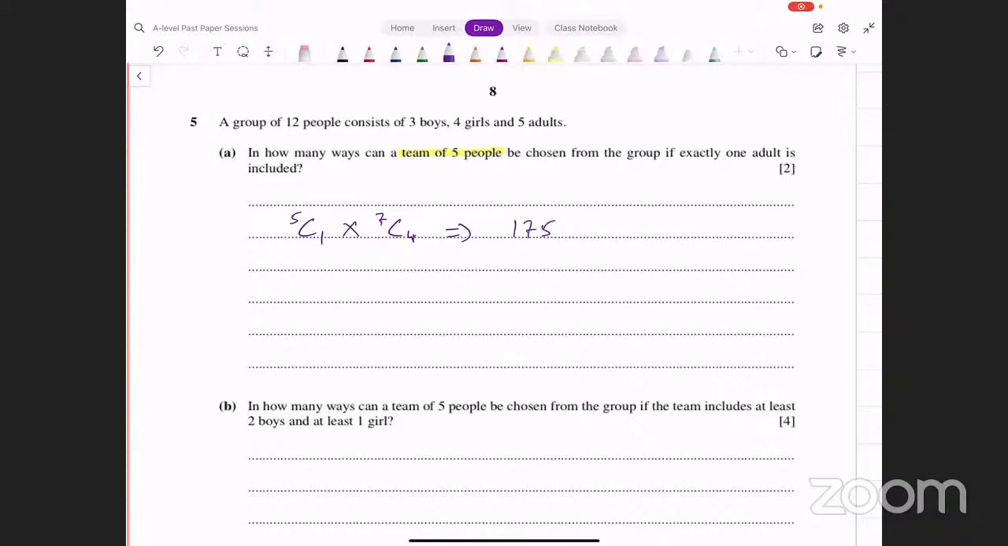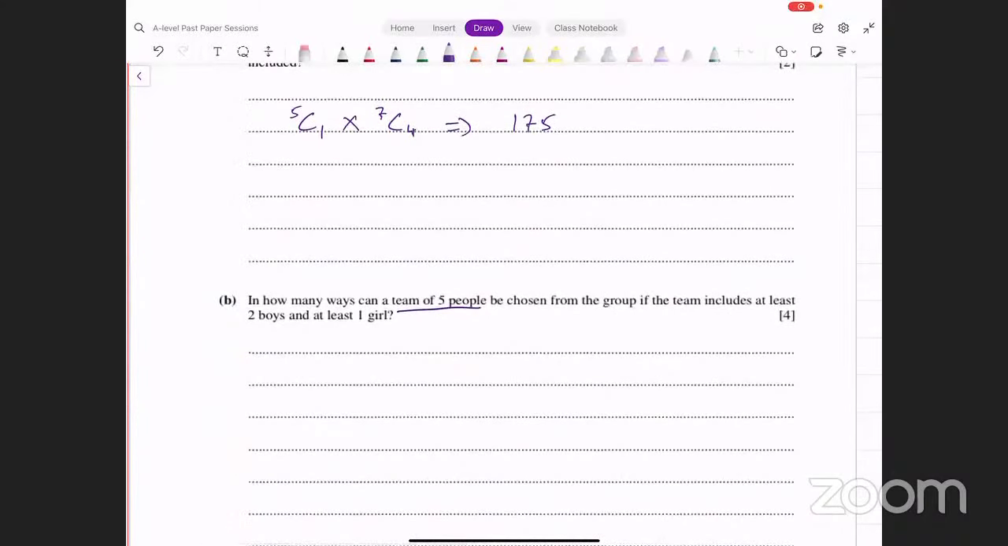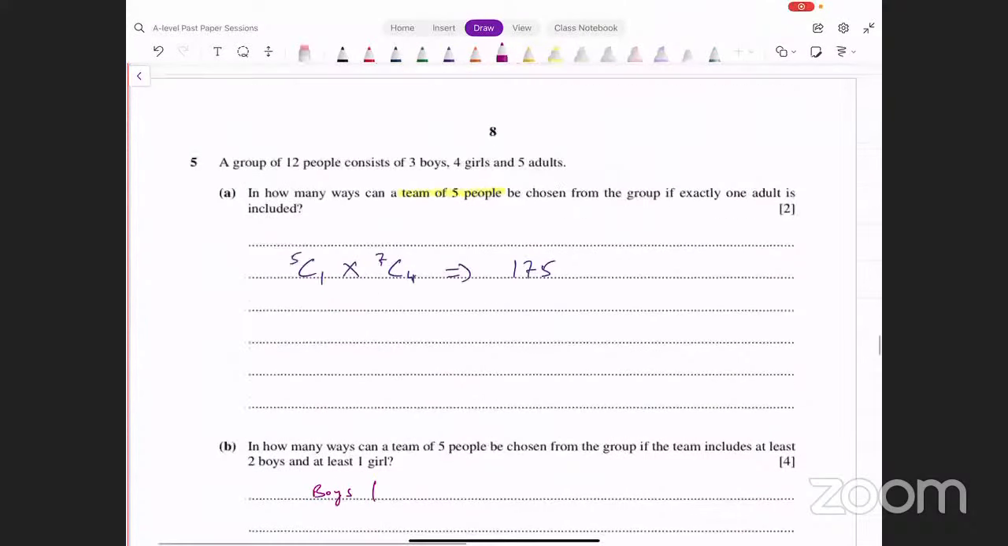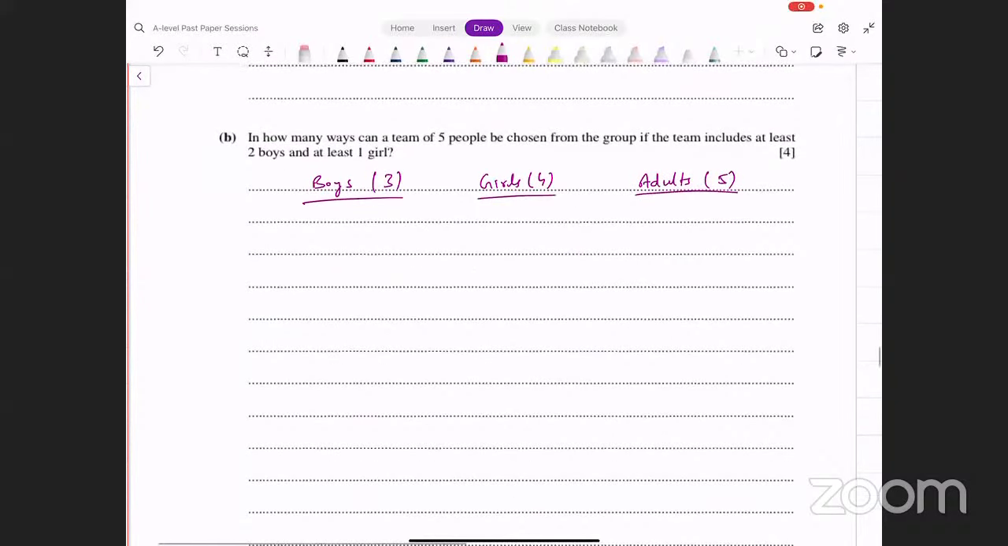Now it says, in how many ways can a team of 5 people be chosen from the group? Again, we have a team of 5 people. If the team includes at least 2 boys and at least 1 girl. Okay. So you want at least 2 boys and at least 1 girl. अब इसमें क्या करना पड़ता है? आपको cases बनाने पड़ेंगे, देखना पड़ेगा कि क्या-क्या possibilities हो सकती हैं. You've got 3 categories of people. You've got boys. There are 3 in total. Then you've got girls who are 4 in total. You've got some adults who are 5 in total.